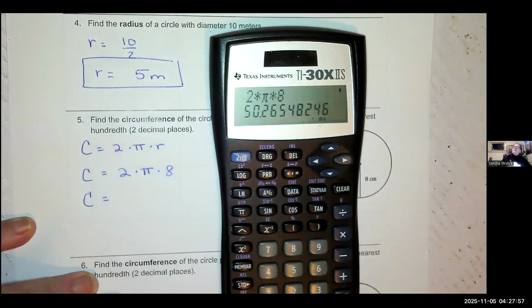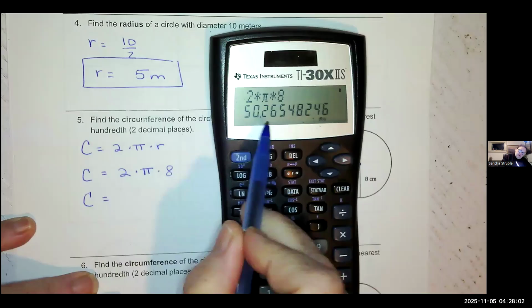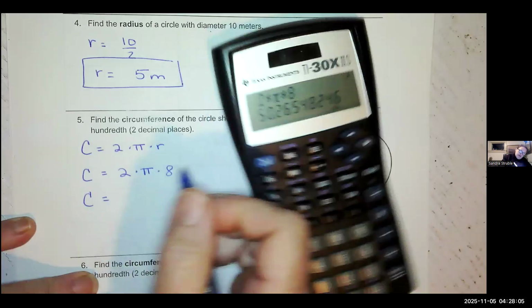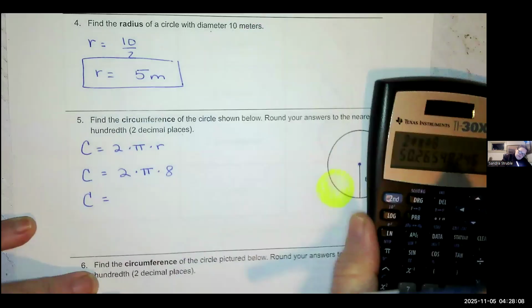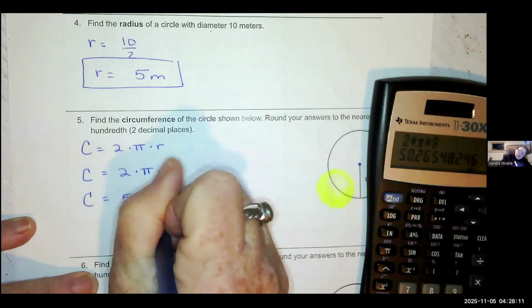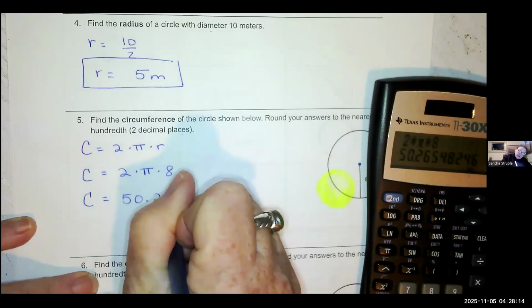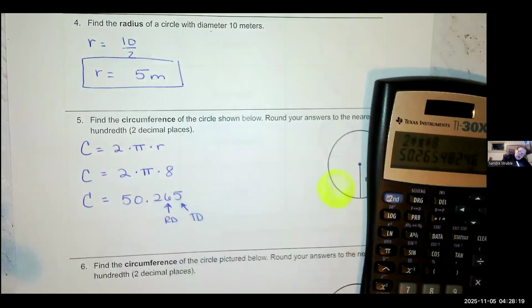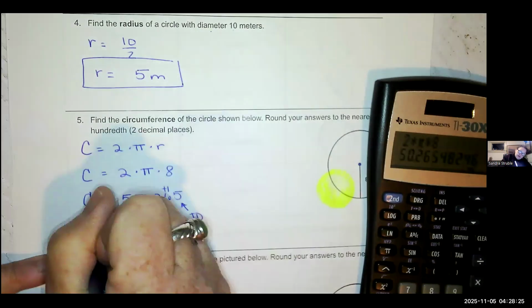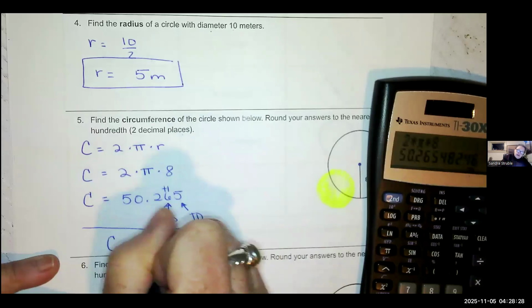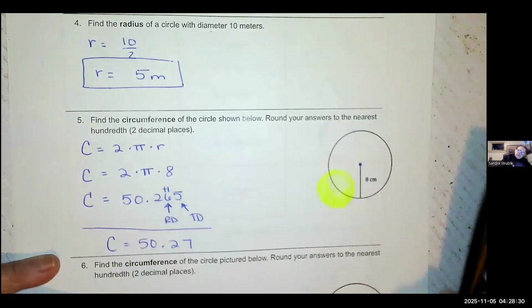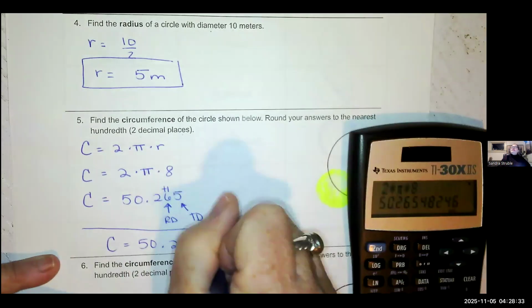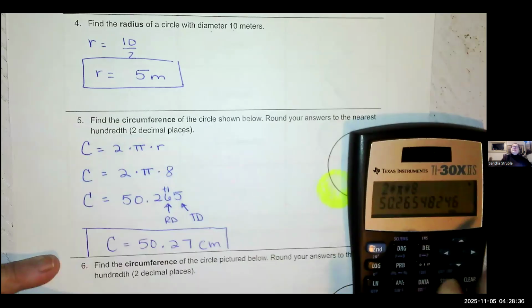I want you to get comfortable with rounding, and I want you to round to where the 6 is. 6 is your rounding digit. I've got 50.265. 6 is my rounding digit, and 5 is my test digit to see if I add 1 to the 6 or leave it alone. It is 5, so I do add 1 to my rounding digit, which gives me a circumference of 50.27 centimeters. Circumference has the same unit as the radius and the diameter.